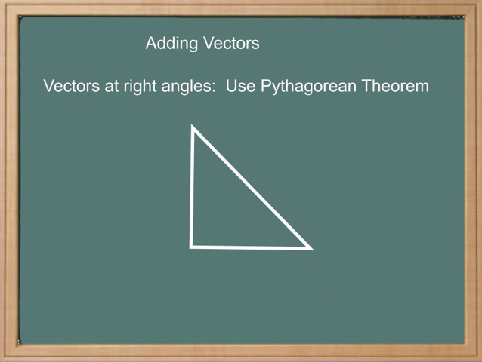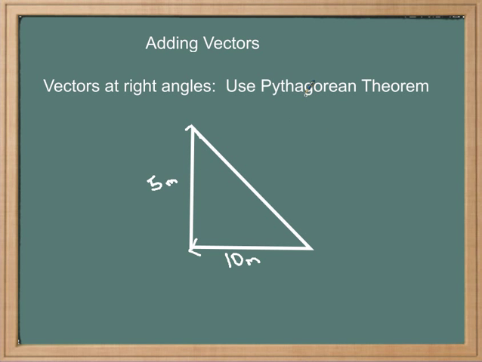When we're adding vectors that are at right angles, we can use the Pythagorean theorem to solve for them. So if we have one vector that's going 10 meters to the east, and then we go an additional 5 meters to the north, we can figure out what this length is equal to by using the Pythagorean theorem.